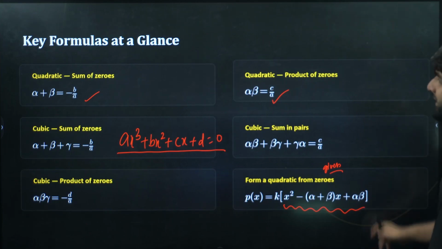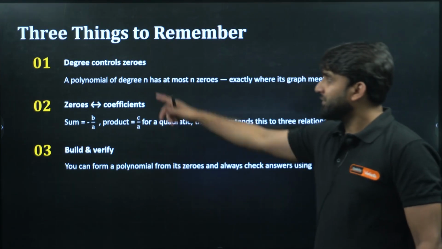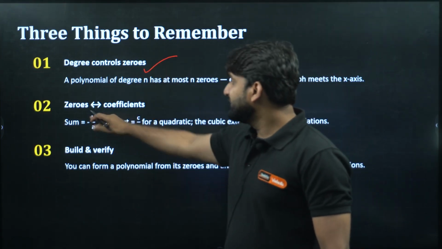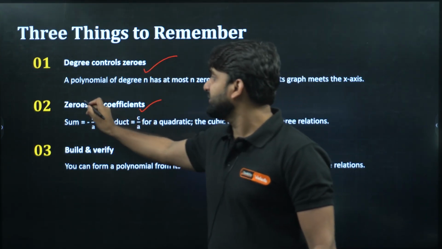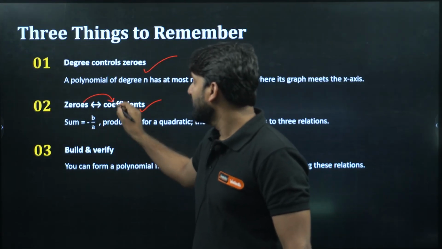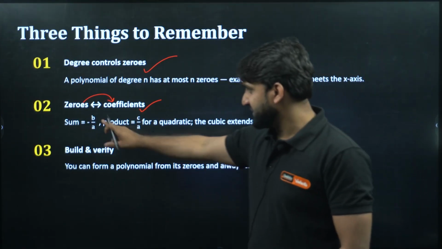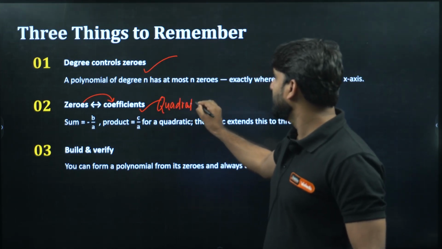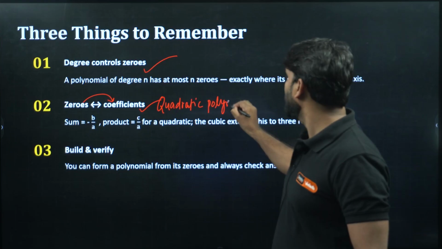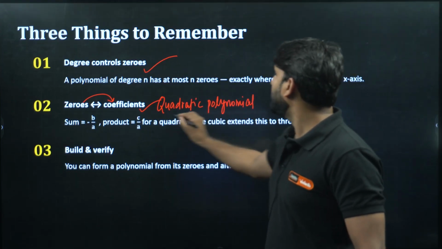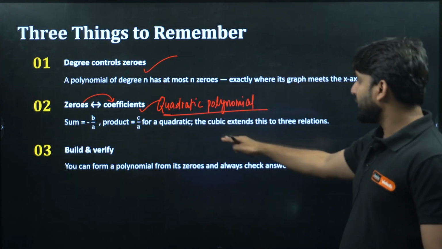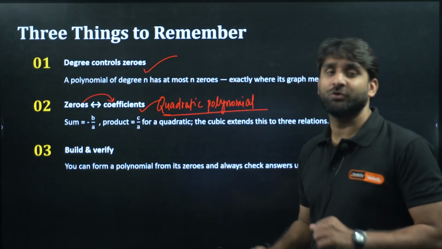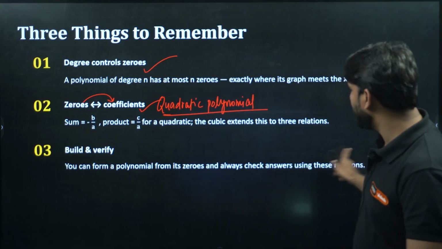Very important formula. Moving ahead, 3 things to remember. Degree decides the number of zeros. Then the relationship between zeros and coefficients. This question will come in your exam: write the relationship between zeros and coefficients. So sum is equal to minus b by a. We are talking here about quadratic polynomials only. Please don't get confused, champions. Product is c by a for a quadratic polynomial. The cubic one you don't need. Build and verify: you can form a polynomial from its zeros. Yes, we can write the polynomial if zeros are given to you.